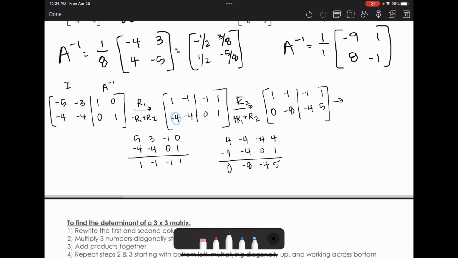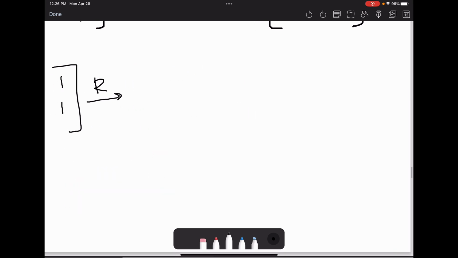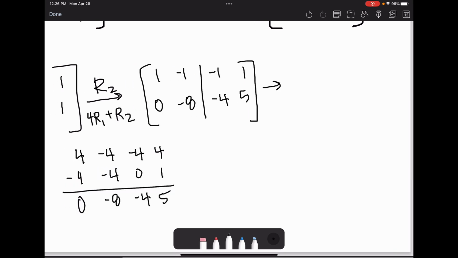I might run out of space. Oops. Oh, that's not what I wanted to have happen. Okay. Then we want this to be a 1. So I'm going to do row 2 is -1/8 of row 2.